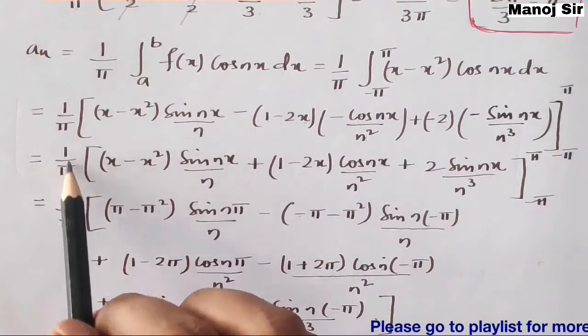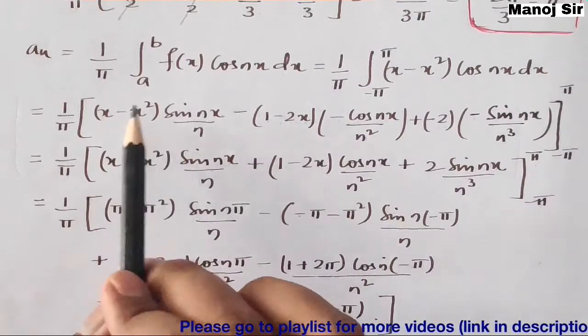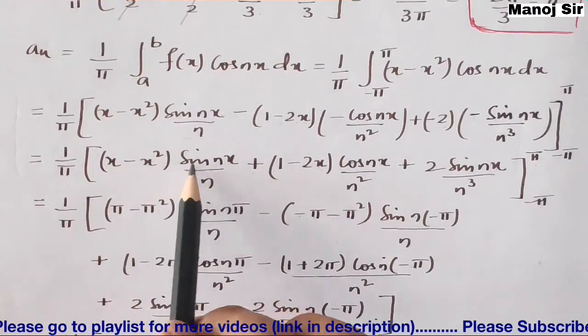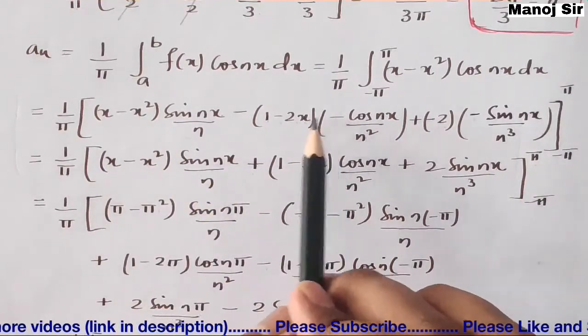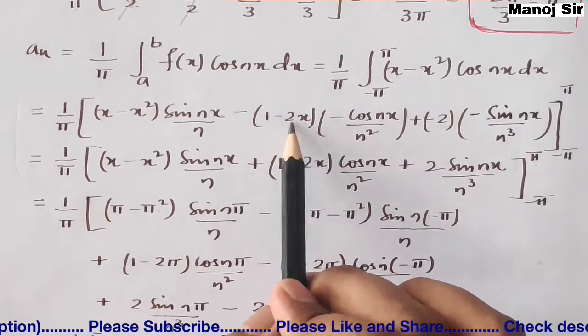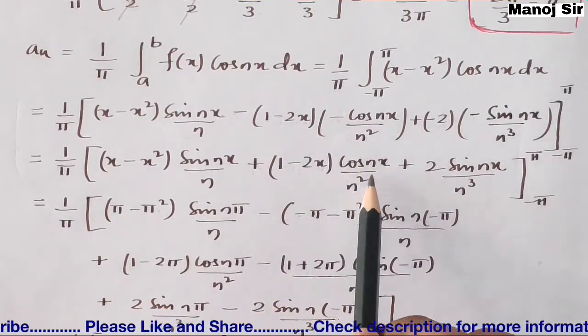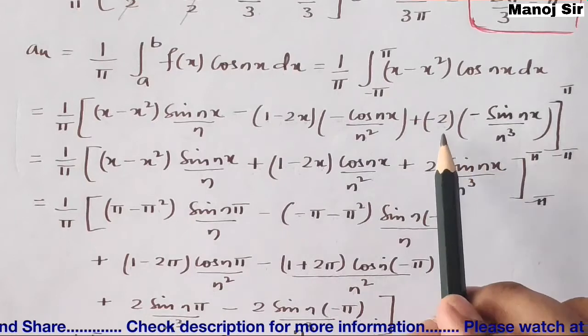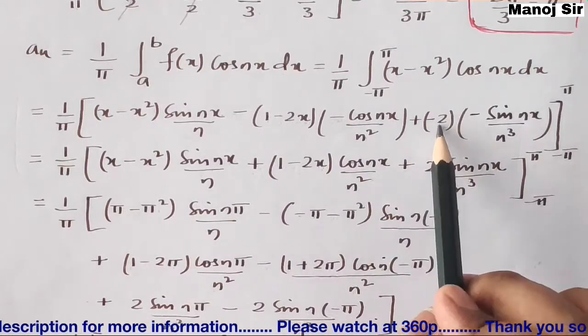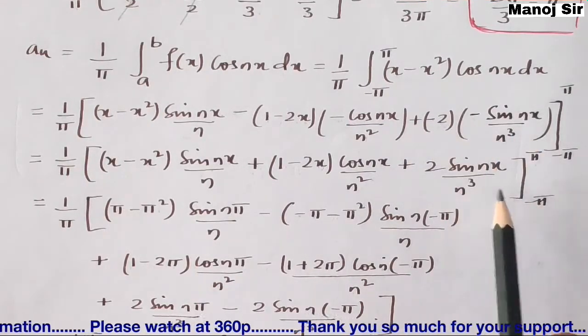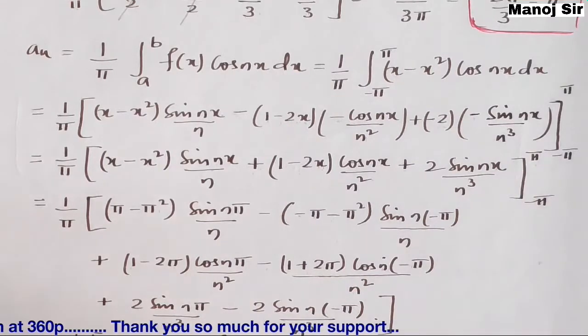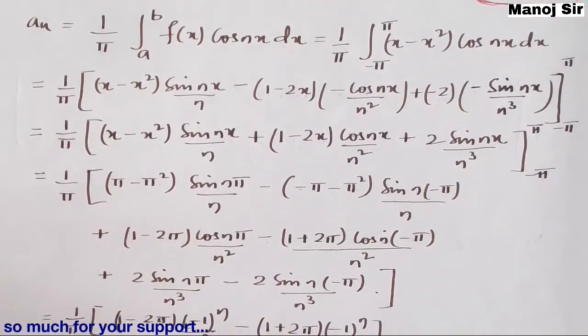Now in the third step, 1 upon pi is as it is. This part, no change in this part, that is x minus x square into sine nx upon n. Here negative negative will become positive: 1 minus 2x into cos nx upon n square. Negative negative will become positive. Here again negative negative will become positive: 2 into sine nx upon n cube. Limit goes from minus pi to pi. Now we will put limits.